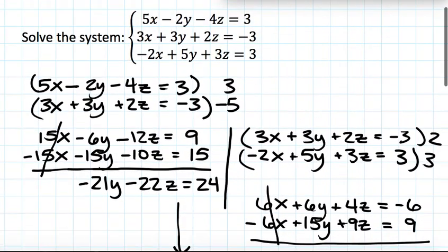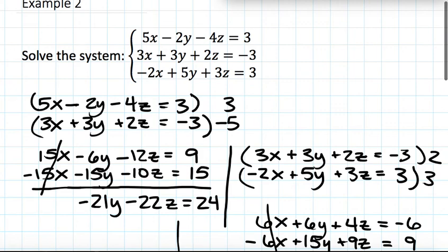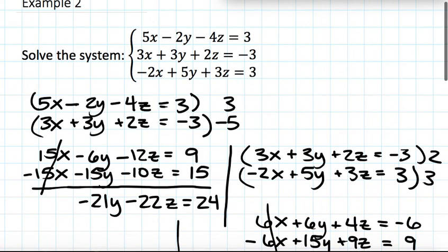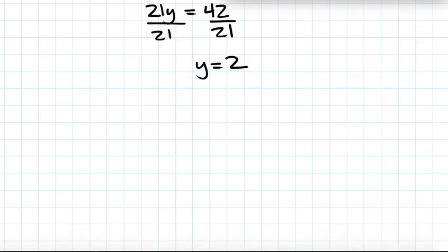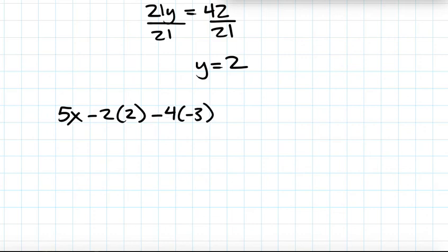So I need to pick one of my original 3 equations from the problem and plug in the y value and the z value that I found, and then solve for x. I'm going to go with the top equation just because it doesn't matter. Any of the 3 equations, you should get the same thing if everything that you've done to this point is correct. So I'm going to plug in 2 for y, and I'm going to plug in -3 for z. So this equation, I'll write it out here. The top equation was 5x minus 2y minus 4z equals 3.